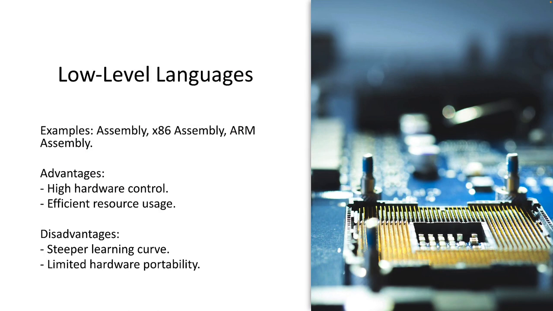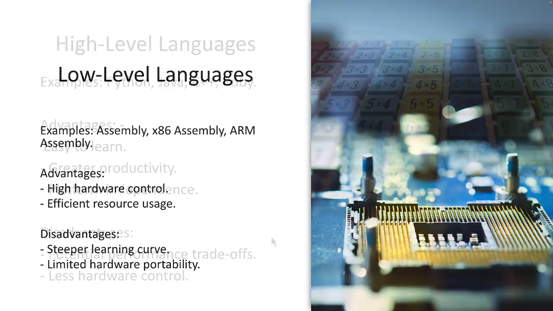Examples of this are assembly, x86 assembly, and ARM assembly, so for specific CPU architectures. The advantage is you have a high level of hardware control since you're programming at a very low level, and you can get efficient resource utilization. The disadvantage is a steeper learning curve. You will have to learn about the processor architecture and the inner workings of the machine, and you have limited hardware portability. These things are typically designed for a specific hardware architecture, so you're writing a program specifically for this, but you can get some very high performance, but there is a learning curve. Let's go ahead and look at our next type.